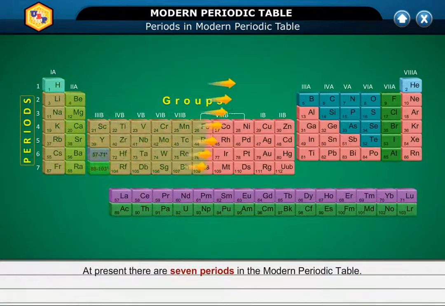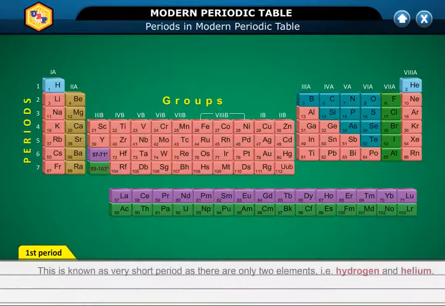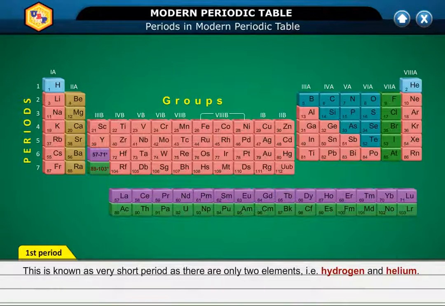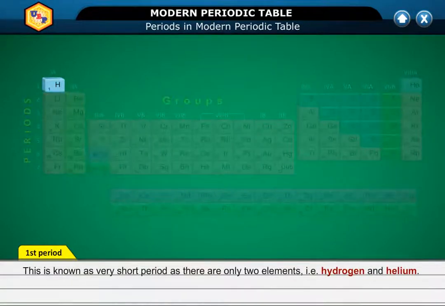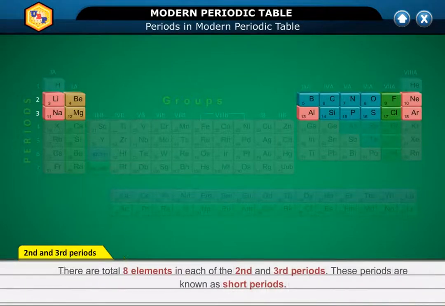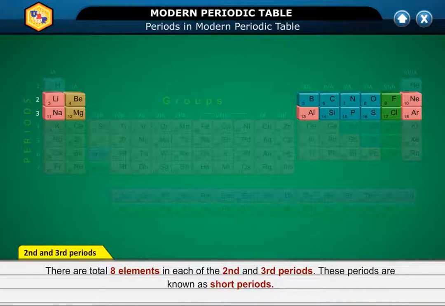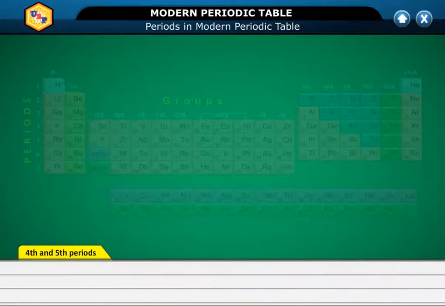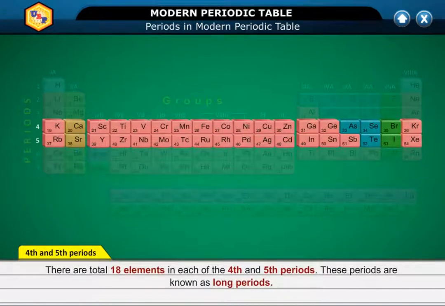At present, there are 7 periods in the modern periodic table. First period. This is known as the very short period as there are only 2 elements, that is hydrogen and helium. Second and third period. There are a total of 8 elements in each of the second and third periods. These periods are known as short periods. Fourth and fifth period. There are a total of 18 elements in each of the fourth and fifth periods. These periods are known as long periods.